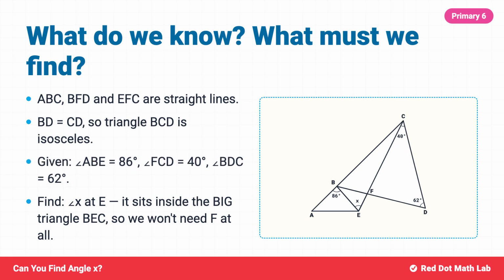Third, we are given three angles: 86 degrees at B, 40 degrees at C, and 62 degrees at D. And what do we need to find? Angle X at E. Here is the clever part. X sits inside the big triangle BEC, so we will not need the crossing point F at all.